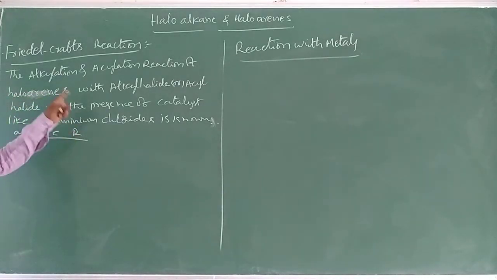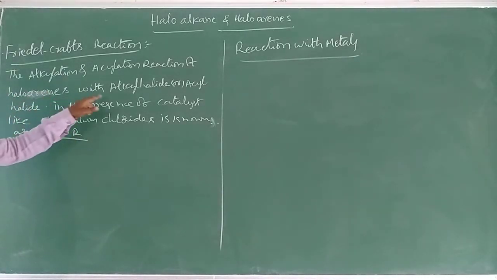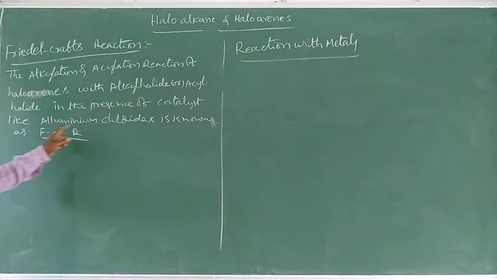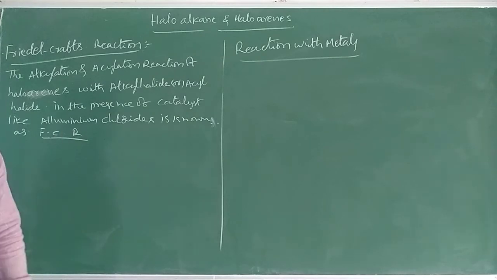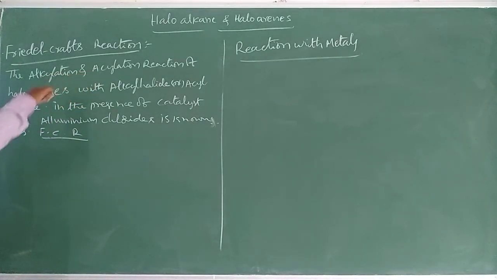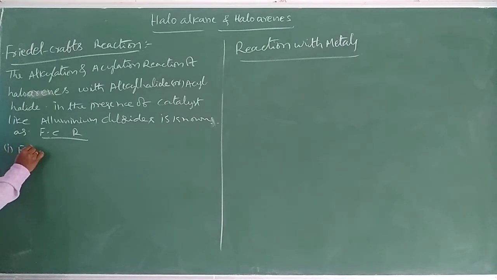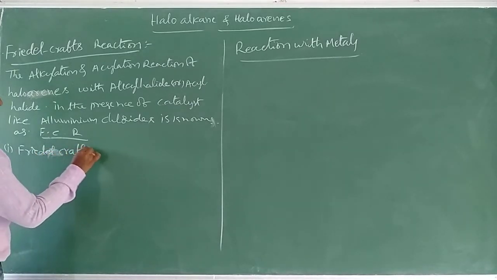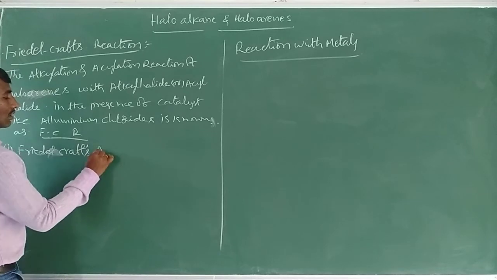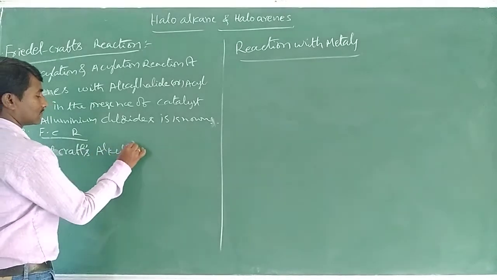Alkylation and acylation reactions of haloarenes with alkyl halides and acyl halides in the presence of a catalyst like aluminium chloride is known as Friedel-Crafts reaction. So first up, Friedel-Crafts alkylation.